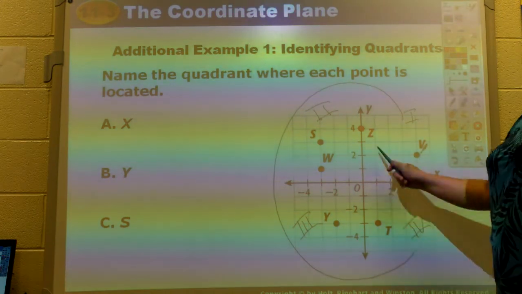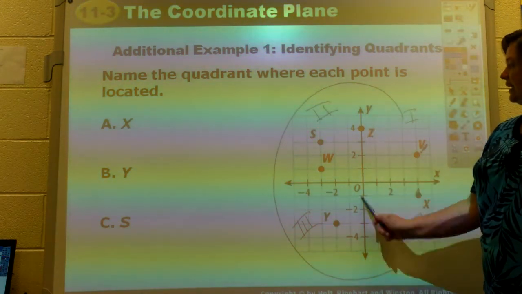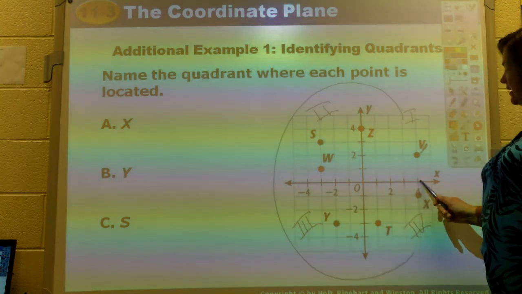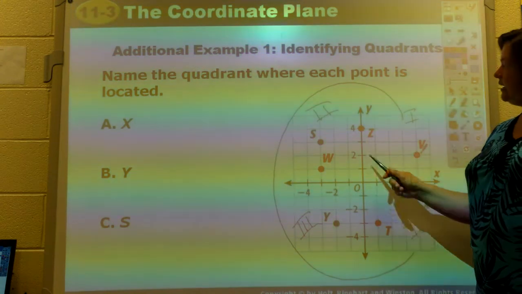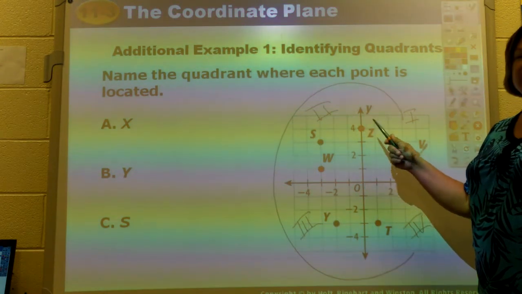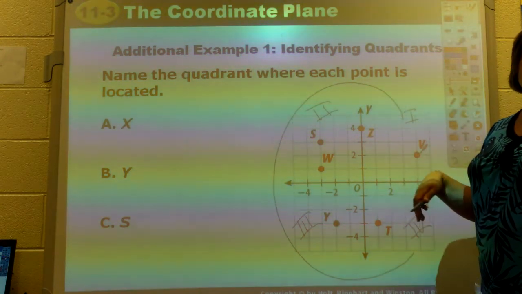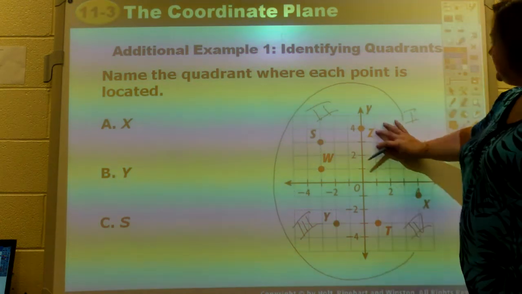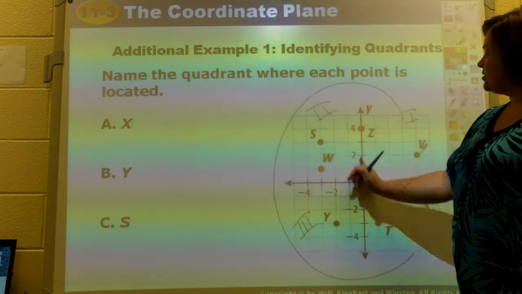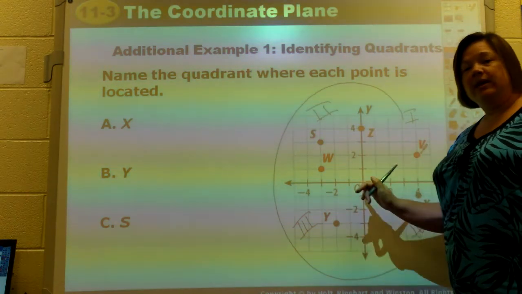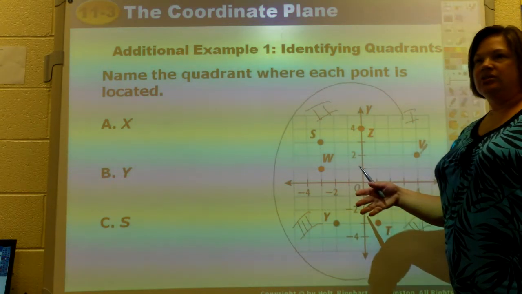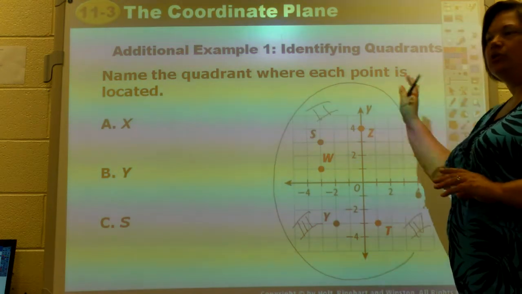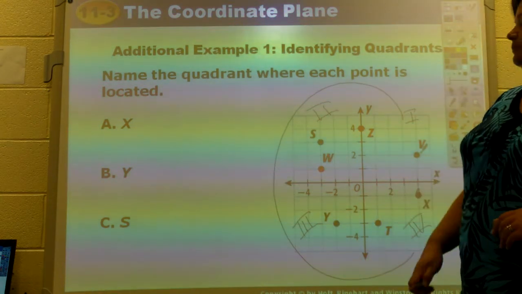If you have something that is on the actual y-axis or on the x-axis line, that actual line, like this point Z right here, we are not going to classify that as being in a quadrant. It has to be inside the quadrant. If it's on that line, the x or y axis, then there is no quadrant. We don't include both of them, we just say there's no quadrant.